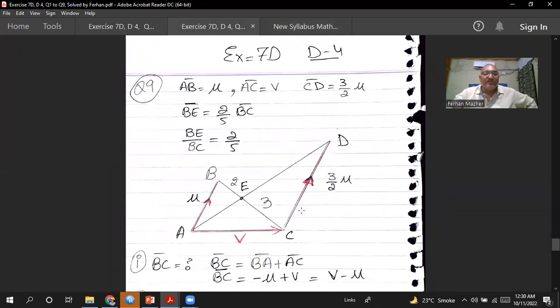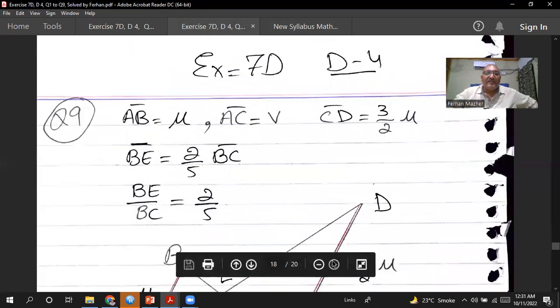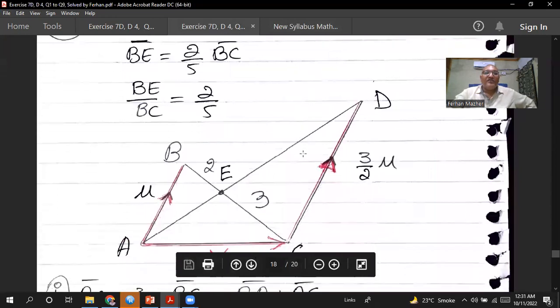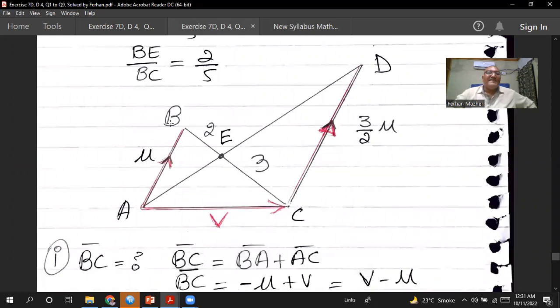Okay, 2-3 ratio. So the first thing they have asked me is to find out BC. So BC will be from B go to A, from A go to C. So B to A is minus U, and A to C is V. So it will be minus U plus V, V minus U. So this is how you do the first part.